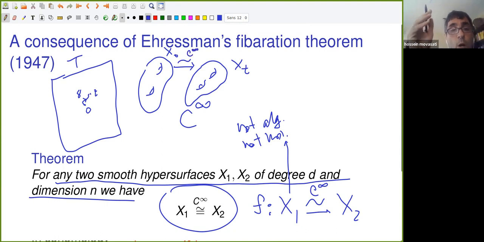So I will use this fact because the idea is that I'm looking for Hodge cycles, and Hodge cycles are topological cycles. They are not objects in algebraic geometry.